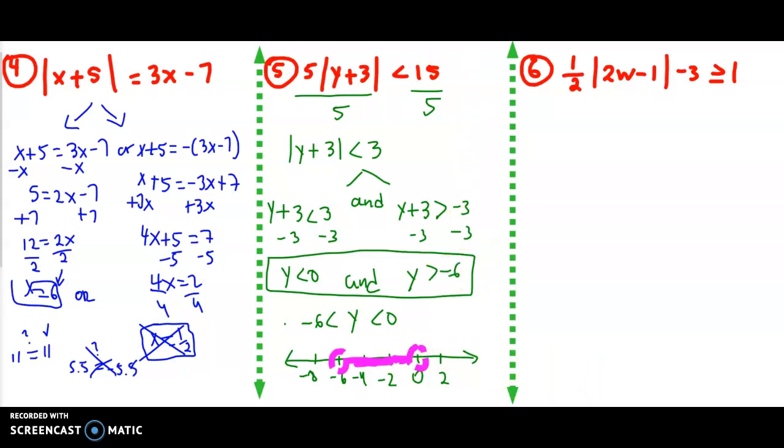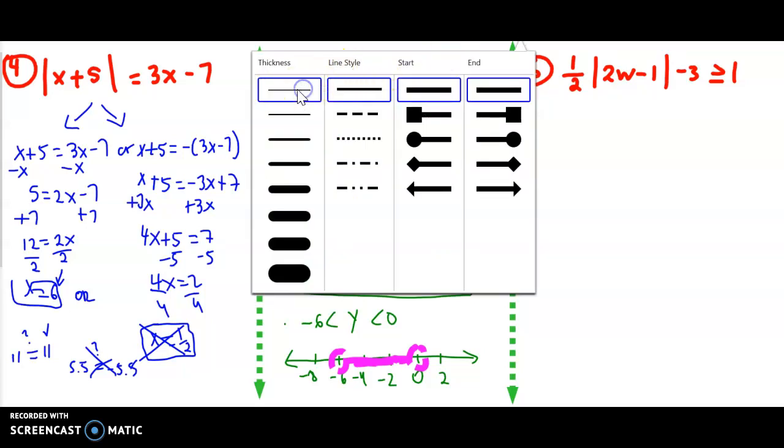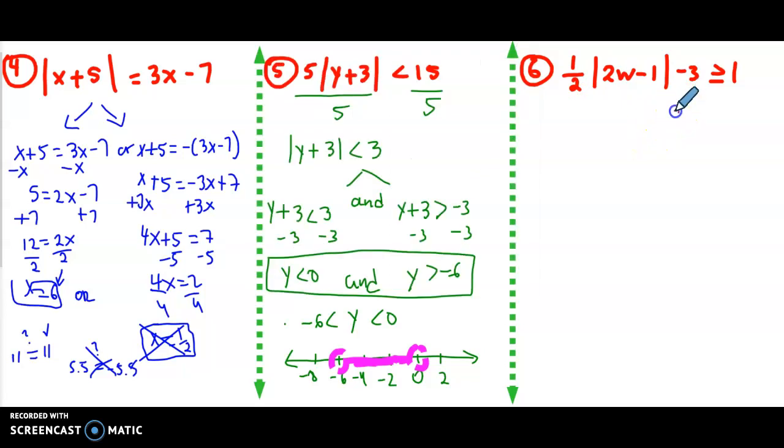Let's go to number 6. I'm just going to grab really quickly another marker, and I'm going to make sure it's thin. And I'm ready to get started. The first problem I have is that I don't have the absolute value by itself. So let me get there. 1/2 times the absolute value greater or equal to 4. I still don't have the absolute value by itself, so I have to get rid of the fraction. So I'm going to multiply both sides by the reciprocal, which is 2.